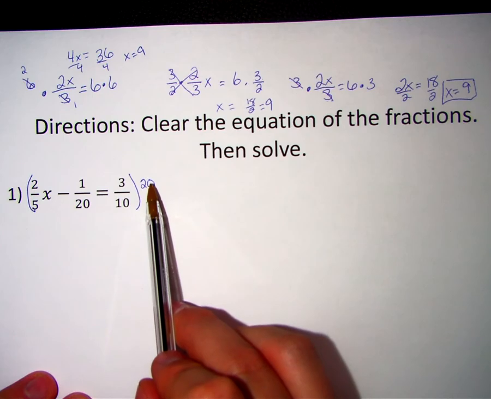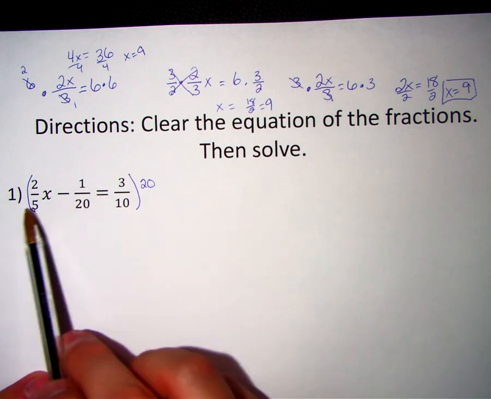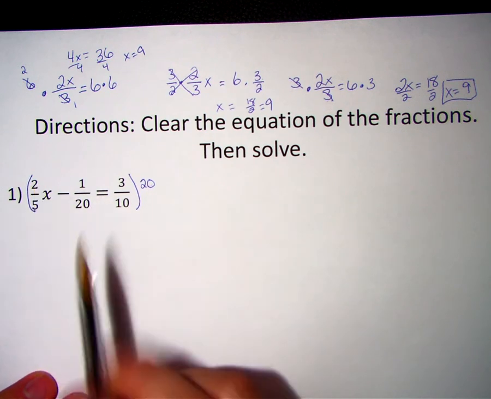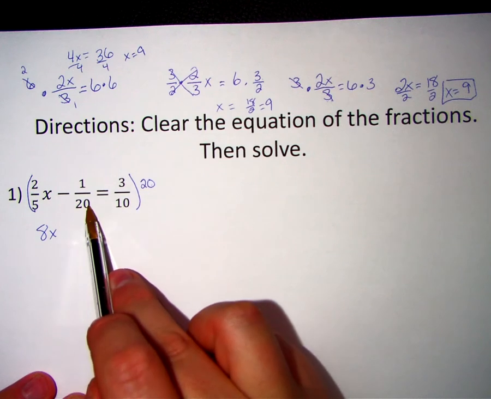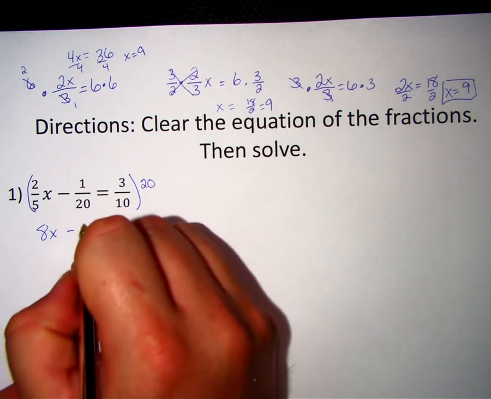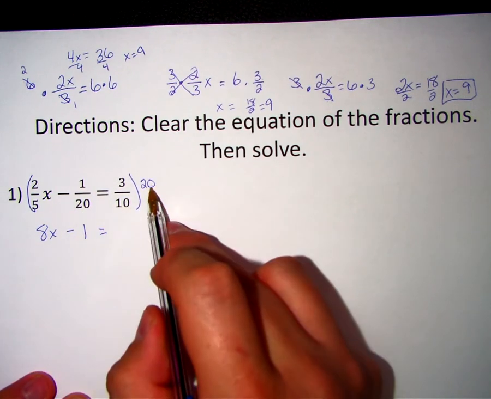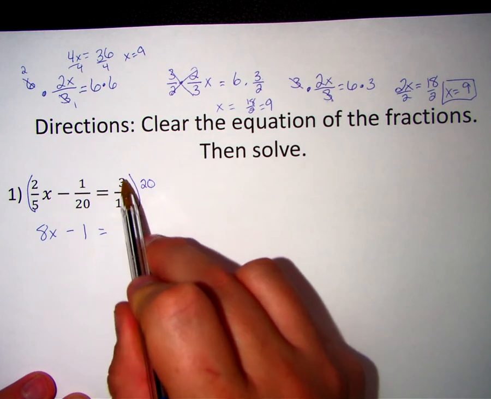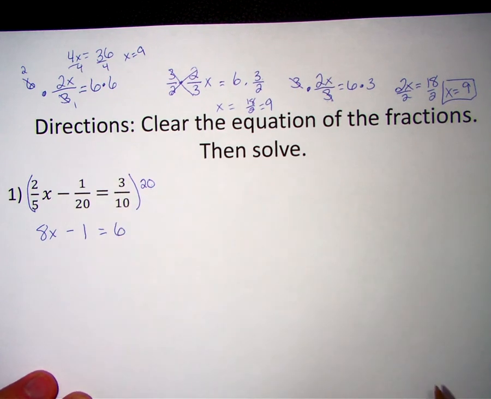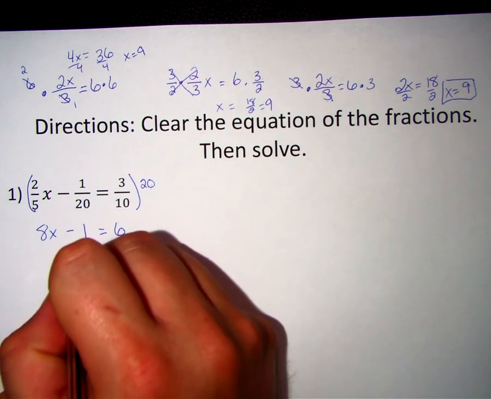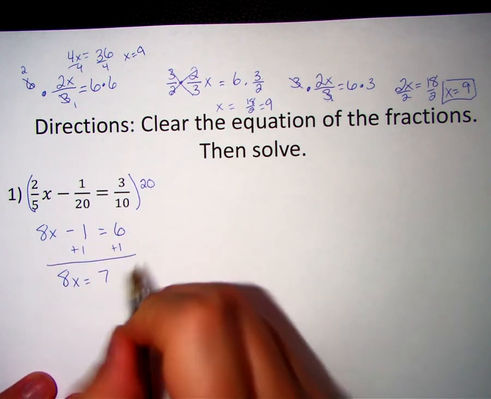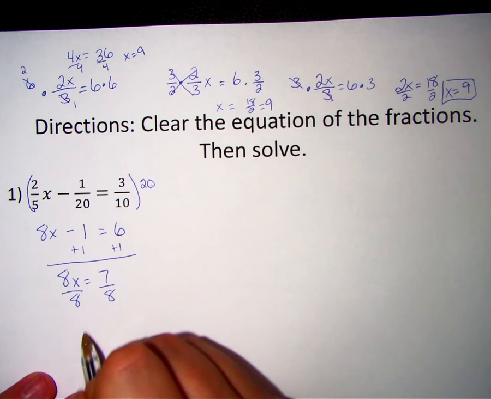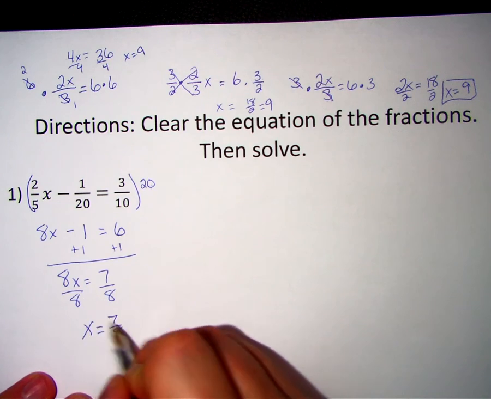So I tend to like to apply that philosophy so that we can simplify this problem much quicker. So let's do the same process, just work backwards a little bit. 20 divided by 5 is 4, times 2 is 8x. 20 divided by 20 is 1, times 1 is 1. 20 divided by 10 is 2, times 3 is 6. And all of a sudden, we have gotten rid of all of the fractions and made this a very quick, very easy two-step equation. Add 1 to both sides. 8x equals 7. Divide by 8. x is equal to 7/8.